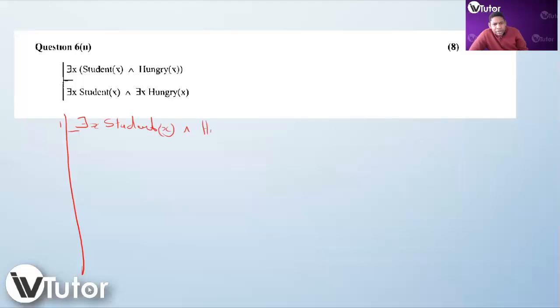Hungry X. Right, so this is a premise. Next, we've got an existential quantifier, so let's open a subproof. With respect to C, we're going to have student C and hungry C.